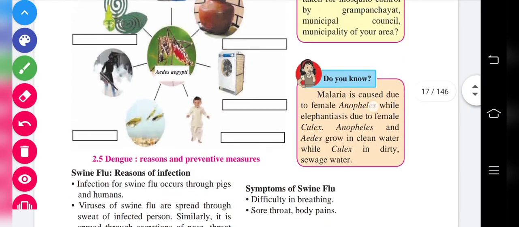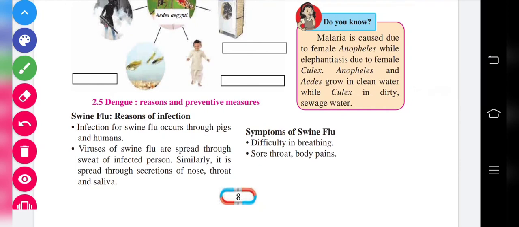After that you studied swine flu. Swine flu is caused by the H1N1 virus. In short, the main source is pigs and contact with diseased animals. The symptoms of swine flu are difficulty breathing, sore throat, and body pain. These are the common symptoms.